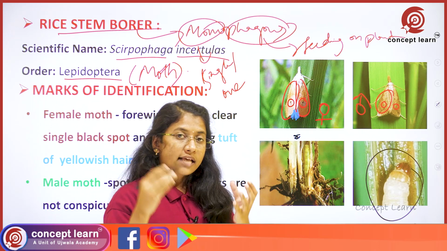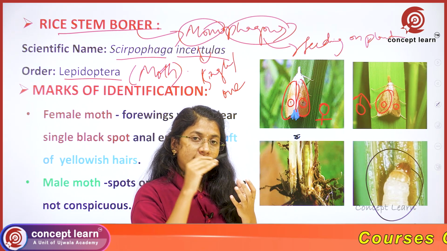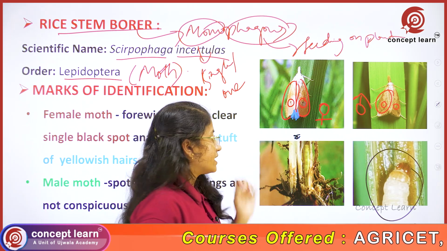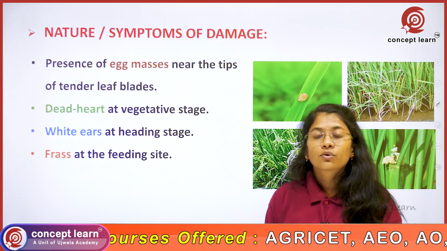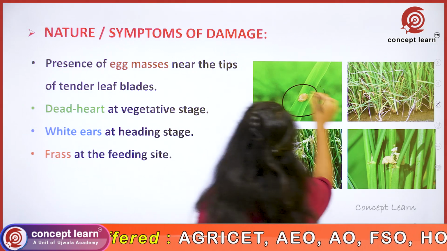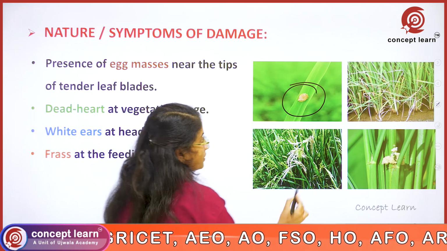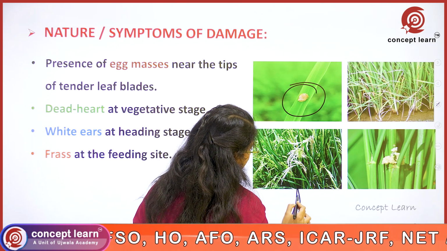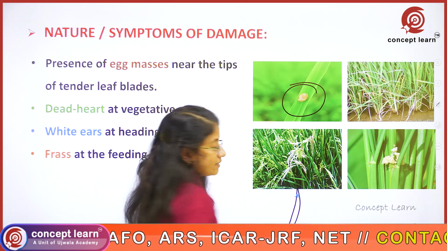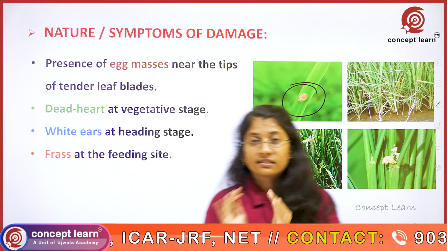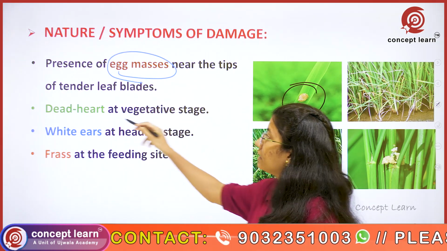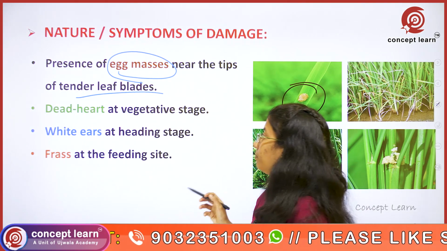As it is making a hole and boring inside the stem region, it is known as the stem borer, and hence the name rice stem borer. How is it going to enter? Here you see, this is the leaf blade tip. On a single leaf, towards the end of the leaf blade, we will find eggs. These eggs are usually laid in clusters, that is, in a group. Egg masses are laid near the tips of the leaf blades.